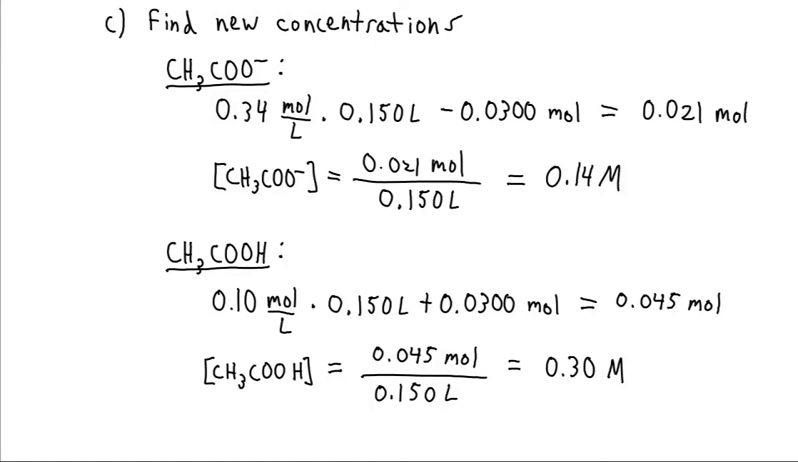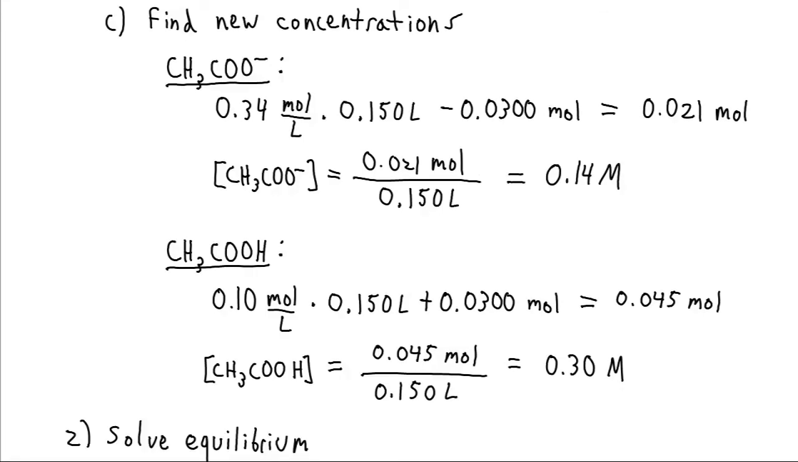And do the same thing for our acetic acid. So we had a 0.1 molar solution of acetic acid and 150 milliliters of it. And then we generated an additional 0.03 moles from our reaction involving HCl. So that gives us a total now 0.045 moles of acetic acid. Divide that by the volume of 150 milliliters. Turns out that we have now 0.3 molar solution in acetic acid.